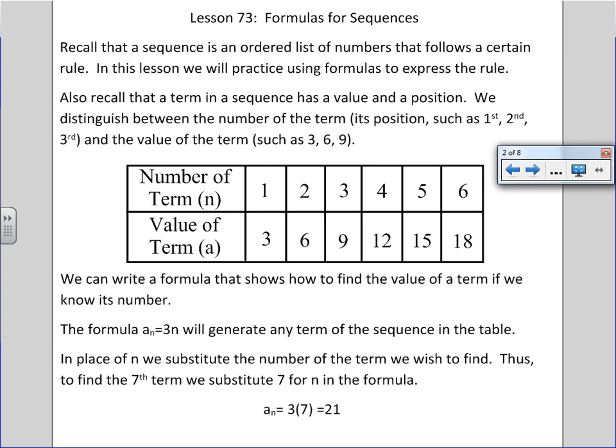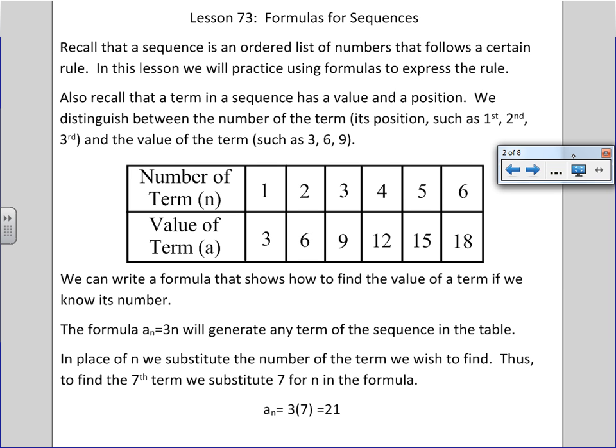Alright, lesson 73, we're talking about formulas for sequences. Recall that a sequence is an ordered list of numbers that follows a certain rule. In this lesson, we will practice using formulas to express the rule. Also recall that a term in a sequence has a value and a position.